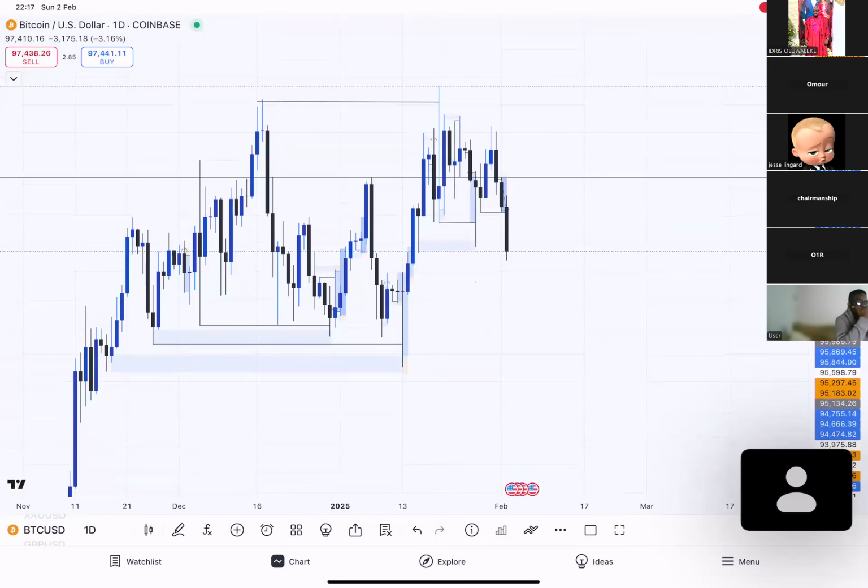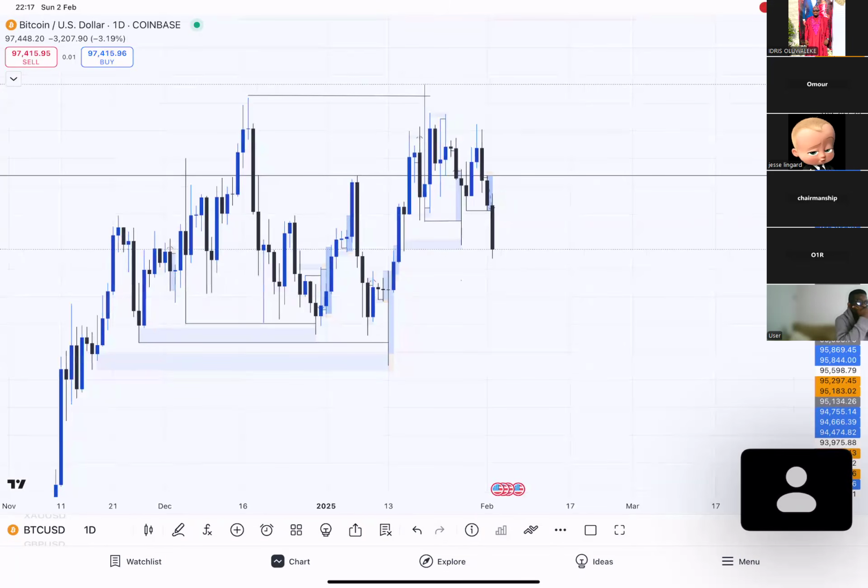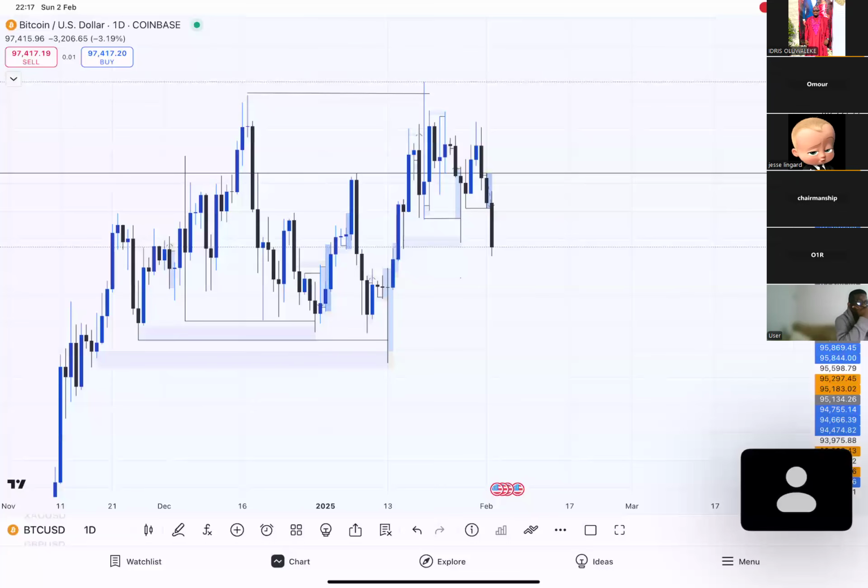So the internal structure is where you take your entries. The external structure gives you the vision of where the market is going and the expectation. Now you have to go to a lower time frame to take that advantage, because you can't just take the trade from the high time frame because of the stop loss and the capital. The lower time frame gives you the internal structures, which give you a perfect entry. I don't know if you understand.